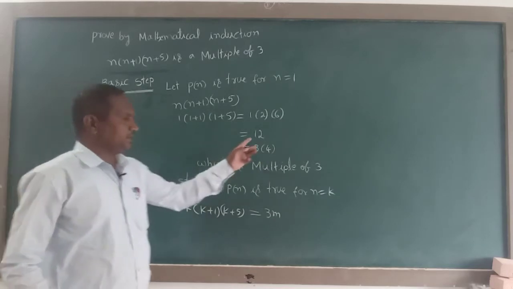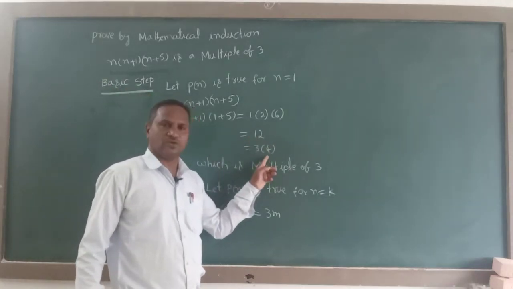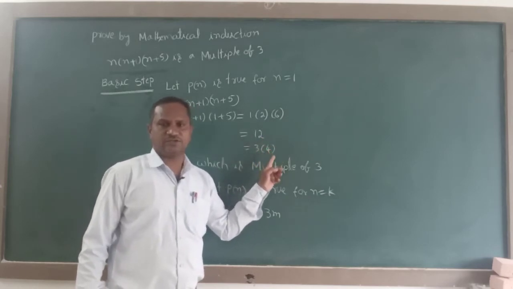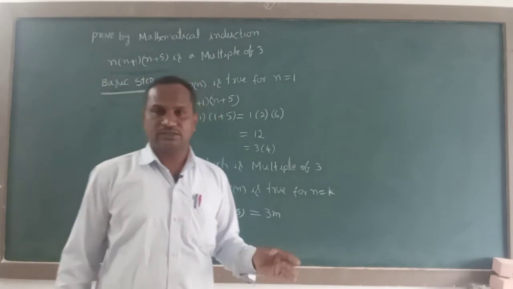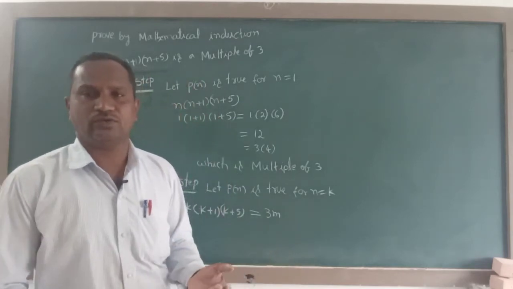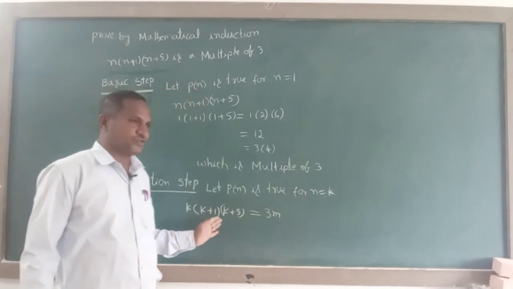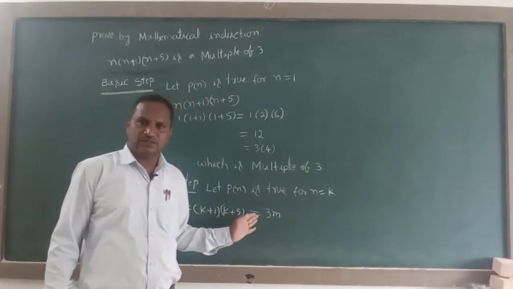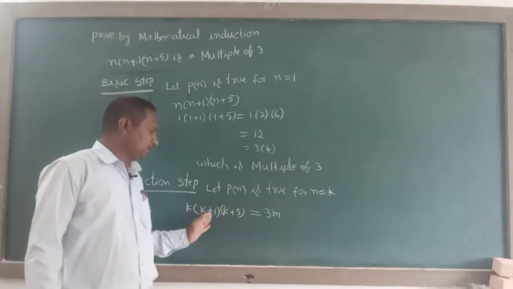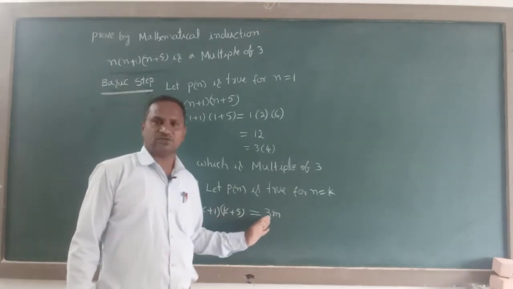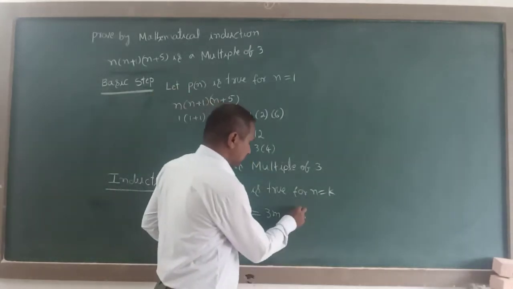Because for 12 we write 3 into 4, for 18, 3 into 6, for 30, 3 into 10, for 21, 3 into 7. Like that we write multiples. But here we don't know which number is coming, so for that we write k into k plus 1 into k plus 5 is equal to 3m, where m belongs to n.